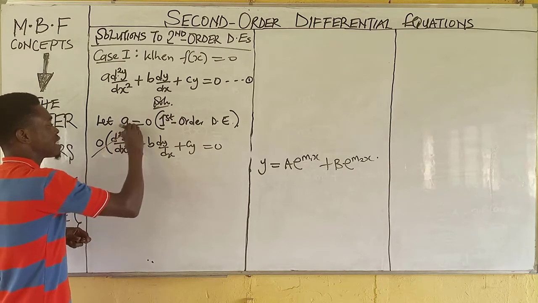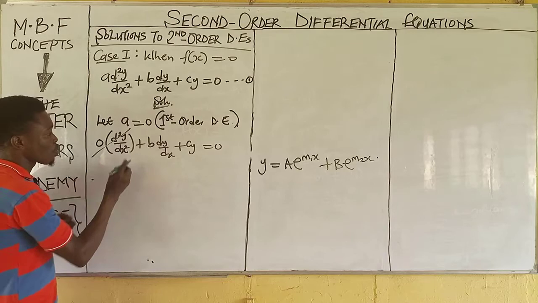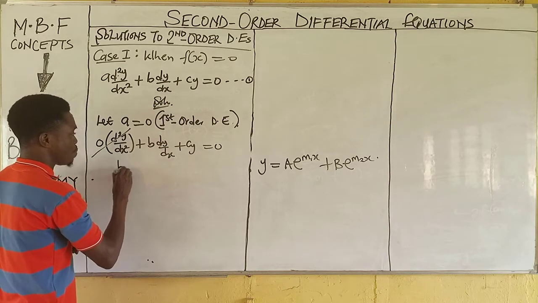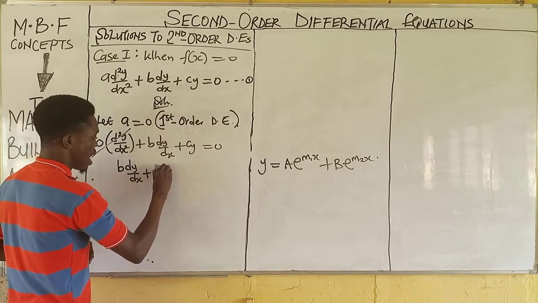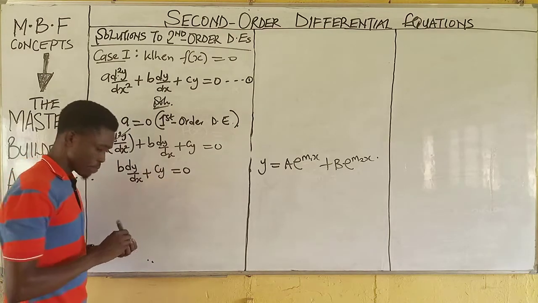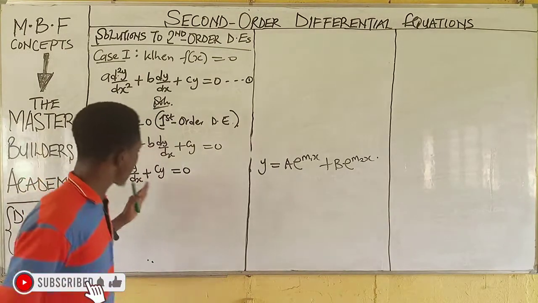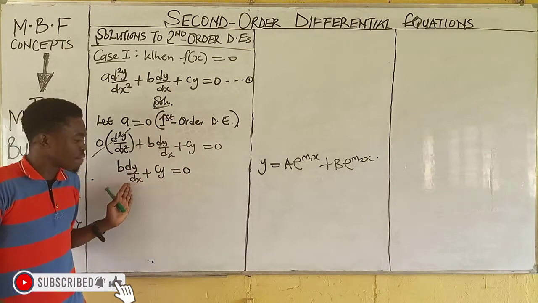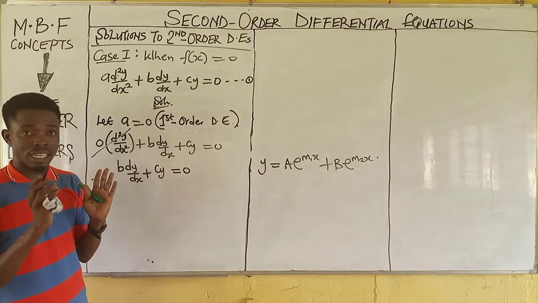Now, from here, everything is already 0, because 0 multiplied by anything would also give us 0. And then we ignore this. Automatically, we have b dy over dx plus cy equal to 0. Now, guys, we understand that what we have here is a first order differential equation, where you have dy over dx, the first order derivative.